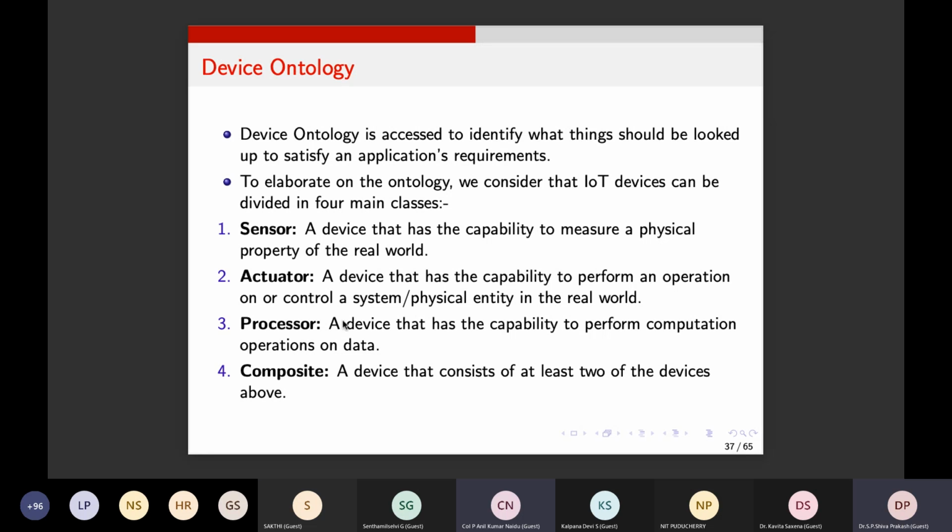An actuator is a device that has the capability to perform an operation or control a system, a physical entity in the real world. A processor is a device that is capable of performing computation operations on data. A composite device consists of at least any two of these devices, either sensors, actuators, or processors, right?